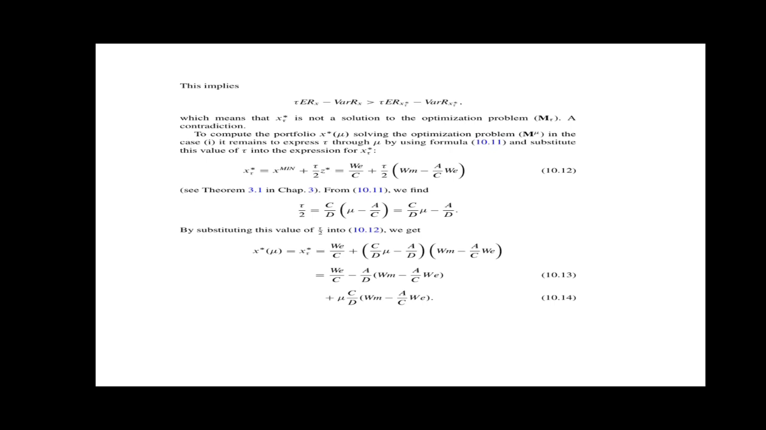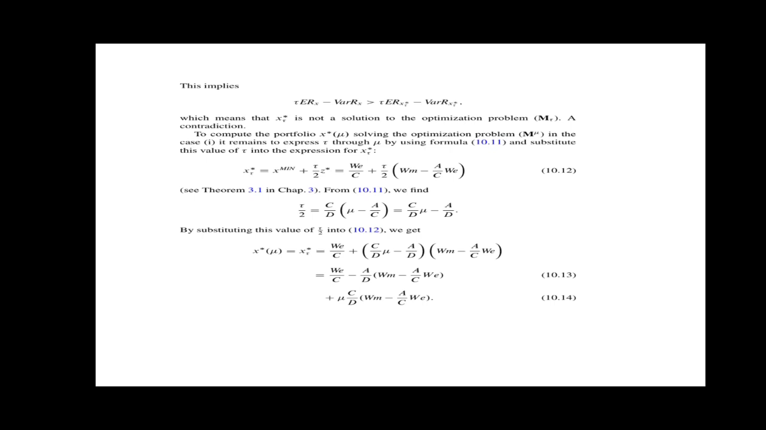through mu by using formula 10.11 and substitute this value of tau into the expressions for x_tau*. x_tau* equals x minimum plus tau z*/2, which equals w/c plus tau/2 into (wm minus a/c we). See theorem 3.1: tau/2 equals c/d (tau into mu minus a/c), which equals c mu/d minus a/d.